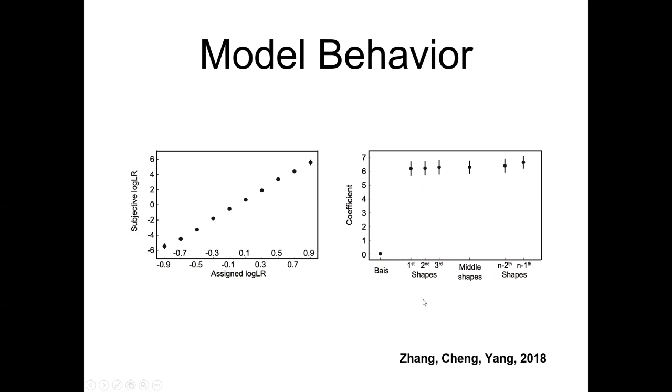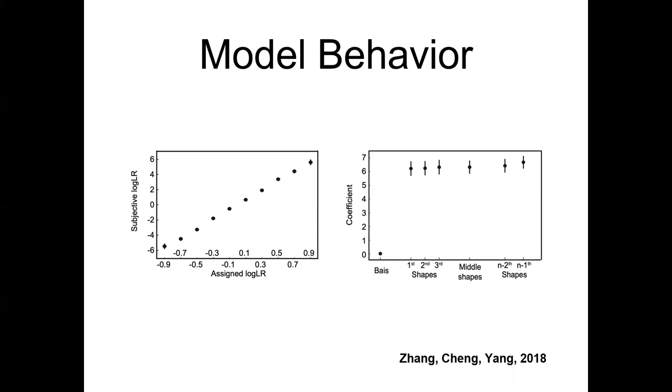And if we look at the shapes inside the sequence, again with the logistic regression model, you can see the early shapes, the first, second, third shapes, have roughly the same effect on choice compared to the last shapes, right? So the n minus 2 and n minus 1 shapes. And that is to say the model almost perfectly integrates the shapes' log likelihood ratio together for its decision. And so the model behaves like the monkey.